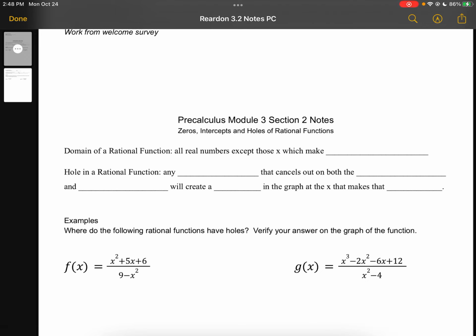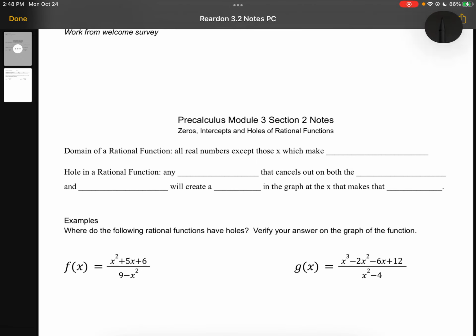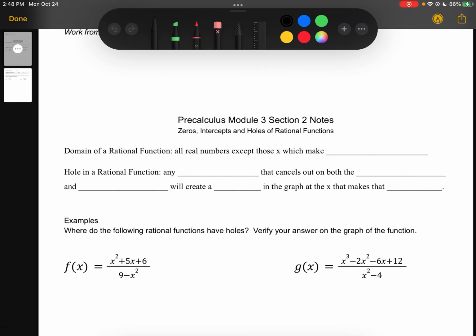Hi everybody, and welcome. Today we're going to be taking a look at finding intercepts, zeros, and holes. So a little bit of review, but also some new terms that we are solving for as we work through our example questions here. So starting off with our notes, we're going to fill in the blanks, and from there we're going to jump into doing the actual practice questions here.